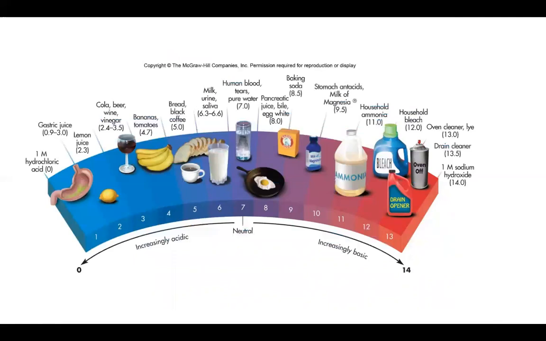The stomach acid or gastric juice has a pH of 0.9 to 3.0, which you can see compared to some common chemicals and household items and foods, just how acidic that is. So it's very, very, very acidic. You can also see pancreatic juice here. This is a pH of 8. So pancreatic juice and bile actually help neutralize that stomach acid component.